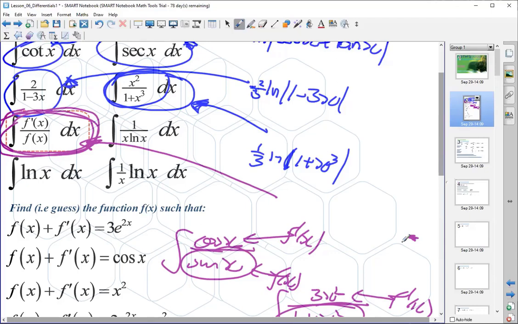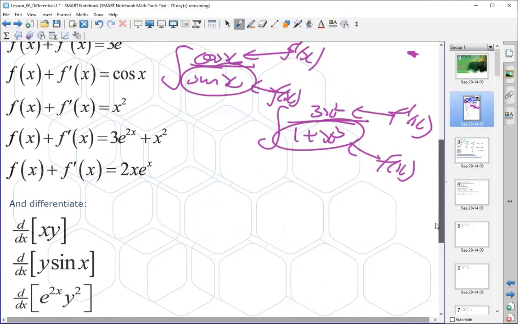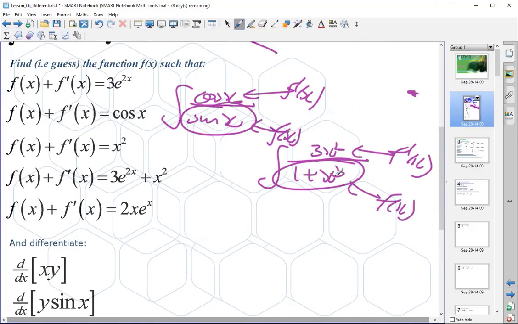What's the answer, Shruti? It's not hard. Look, what would this one be? Integral of 3x squared over 1 plus x cubed.